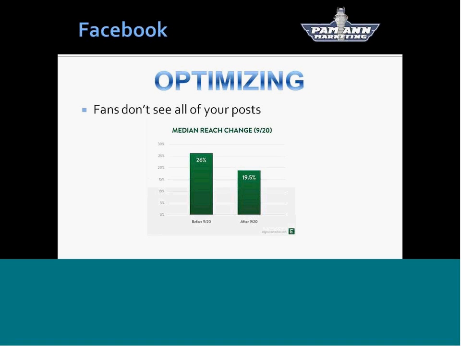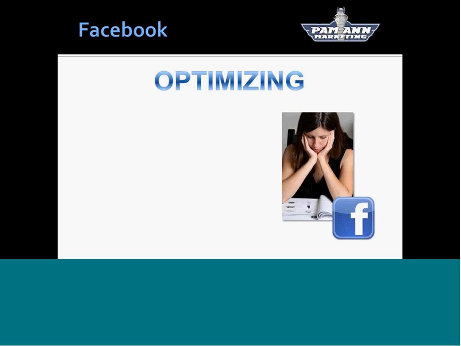September 20th of last year, they made a change to the EdgeRank algorithm. Before the change, about 26% of the business page's posts were seen by fans in the news feed, now down to about 19.5%. So if you're lucky, 20% of your fans will see your posts on average. But there are things you can do to make that better and optimize that.